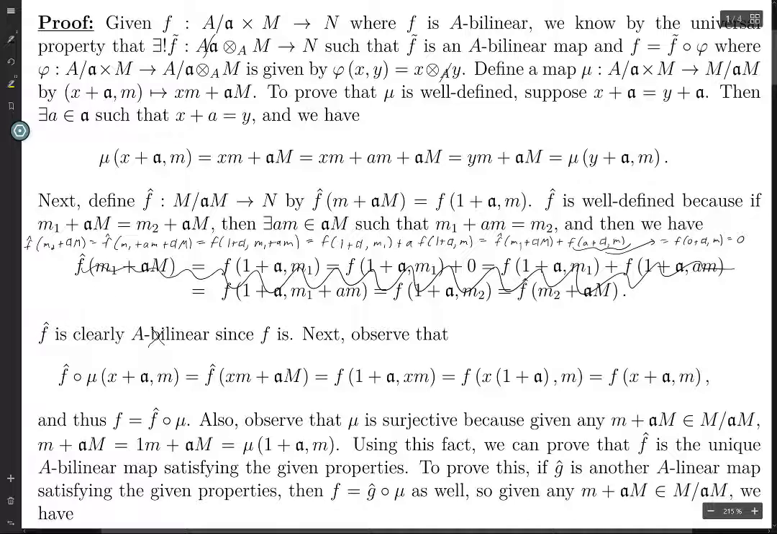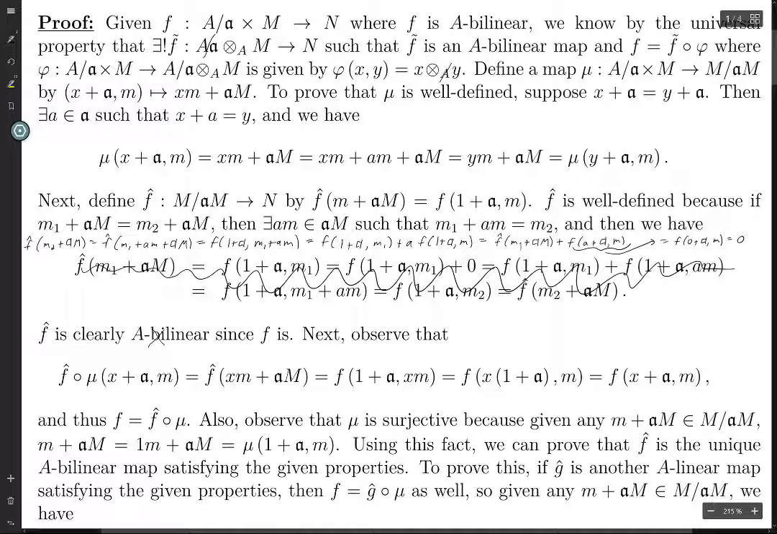But then that's just 0 because we've got a factor of 0 here, so you can pull it out by linearity, and so it's 0. And so in fact we just have f hat of m2 plus am is f hat of m1 plus am, and that's what we wanted.